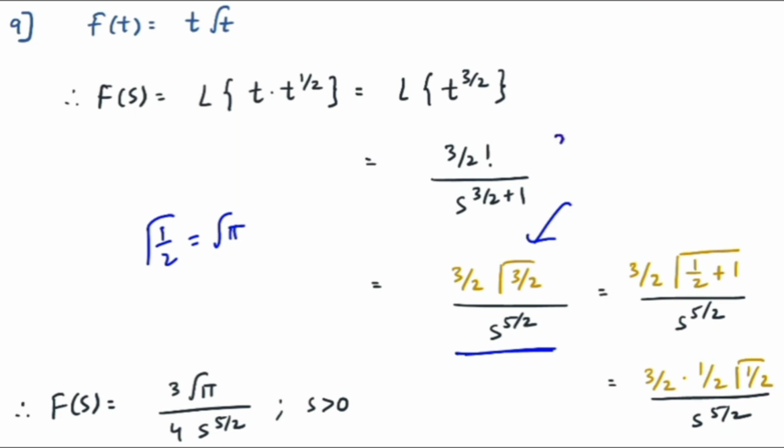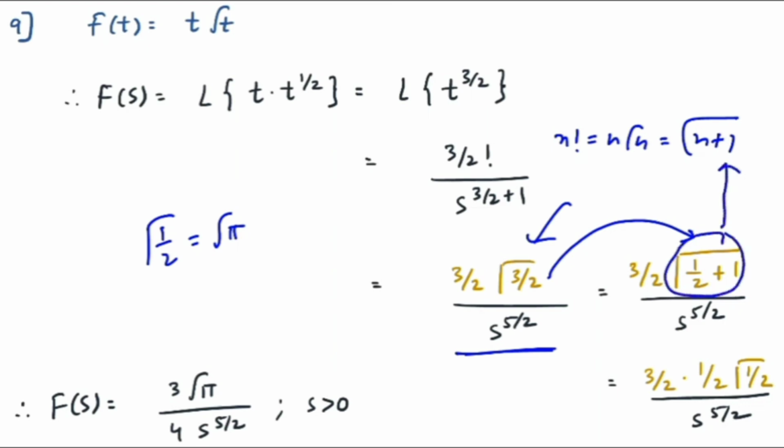What I have told you, you know that n factorial is n gamma n, but this is also equal to gamma n plus 1. So now you can say that 3/2 can be written as 1/2 plus 1. Why am I doing that? Because now this is nothing but gamma of n plus 1, which can be written as n gamma n, which means it can be written as half gamma half. And you know that gamma half is root pi. So you will get the final answer, which is 3 root pi upon 4 into s raised to 5/2, where s is greater than 0.